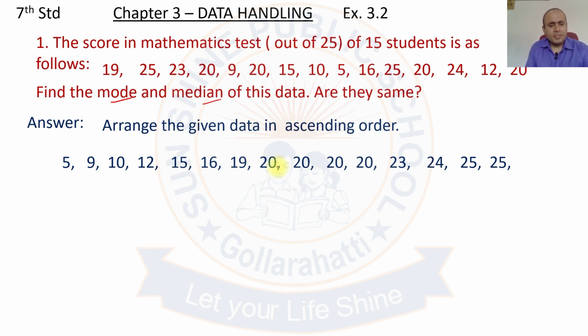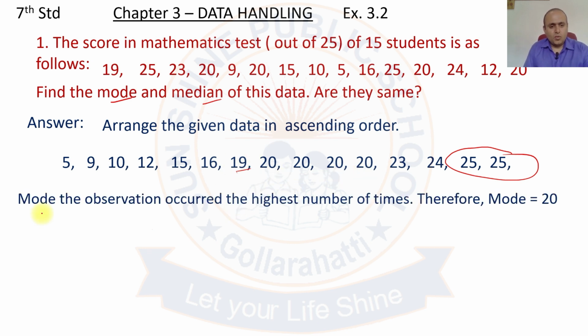Here you can see all the numbers appear once up to 19, and 20 appears 4 times, and 25 appears 2 times, and we can see that 20 is appearing more than 25. Therefore the mode is 20. Mode is the observation that occurred the highest number of times, therefore mode is equal to 20.